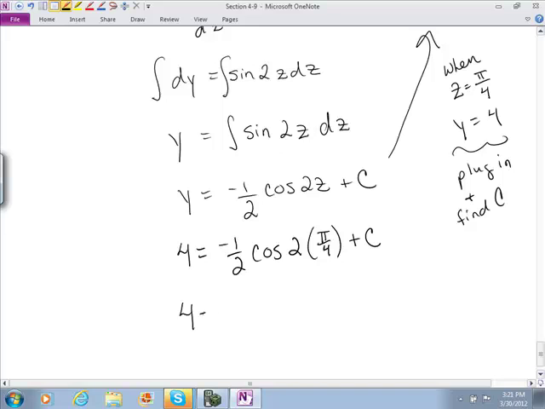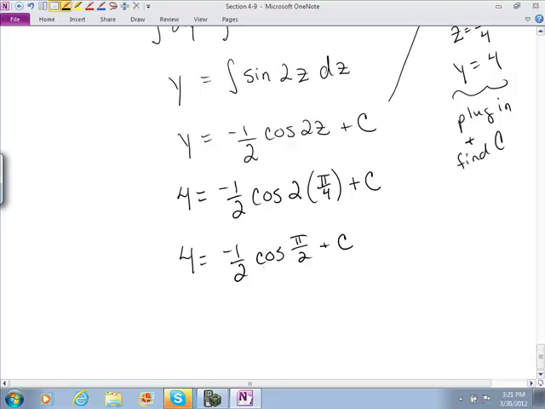So this is 4 equals negative 1/2 the cosine of pi over 4. 2 times pi over 4 is pi over 2, plus c. Now this doesn't always happen, but this is kind of fun here because the cosine of pi over 2 is 0. So this is 4 equals negative 1/2 times 0 plus c. So 4 is equal to your c.